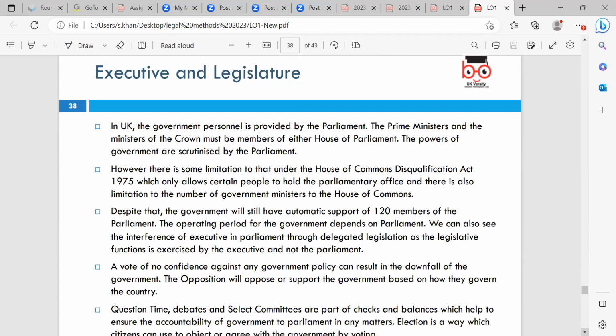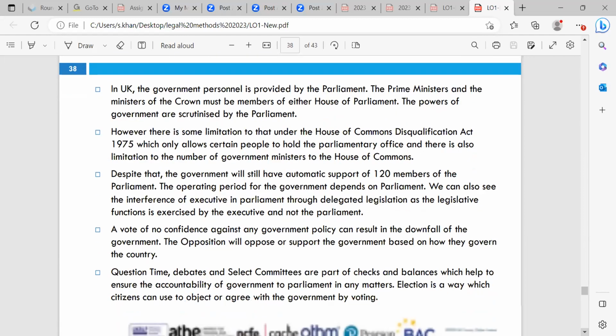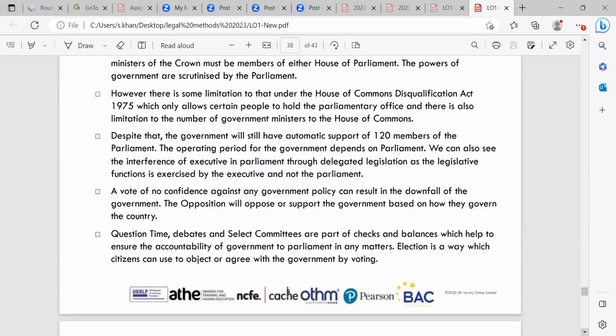In the UK, the government personnel is provided by Parliament. The Prime Ministers and the Ministers of the Crown must be members of either House of Parliament. The powers of government are scrutinised by Parliament. However, there's some limitation to that under the House of Commons Disqualification Act 1975, which only allows certain people to hold the parliamentary office, and there's also limitation to the number of government ministers to the House of Commons. Despite that, the government will still have automatic support of 120 members of the Parliament.